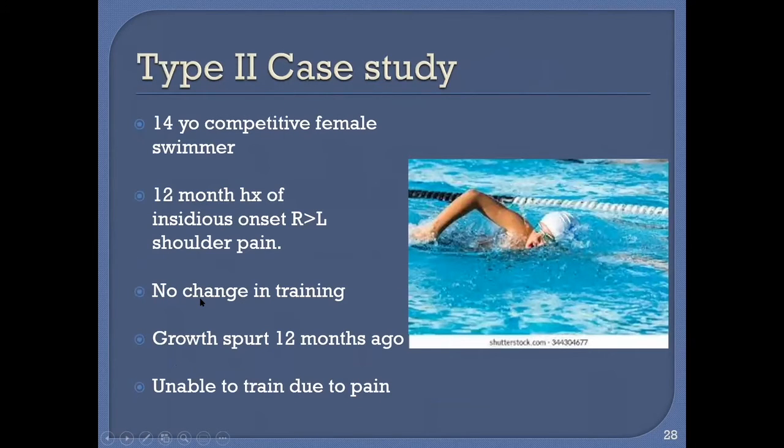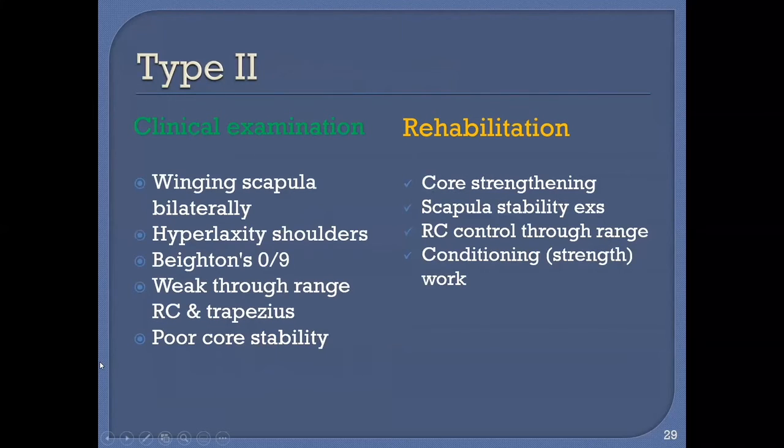So this was a 14-year-old competitive female swimmer. She came to me with a 12-month history of bilateral shoulder pain, right being worse than left. She hadn't had any change in her training up until that point, but she was currently not training. I think she was on the Sheffield Olympic training program, but she did have a growth spurt associated at the time of the onset of the shoulder pain. And she was 5'11" when she saw me at 14, so she was a tall girl.